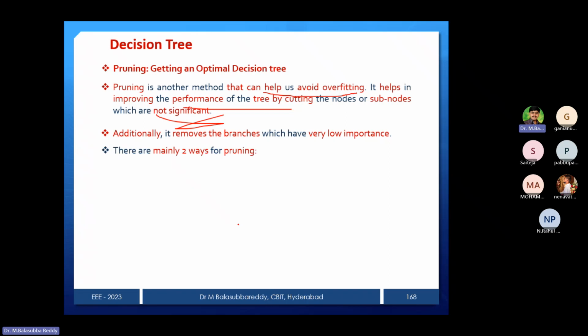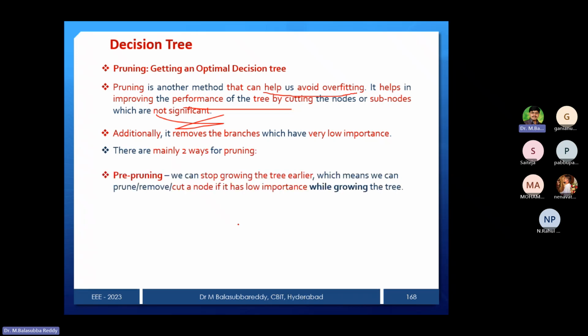Like that, there are mainly two ways of pruning: one is pre-pruning, and the other is post-pruning. So what is pre-pruning? We can stop growing the tree early, which means we can prune, remove, or cut a node if it is of low importance while growing the tree. If any node is less significant, we can easily delete that node.